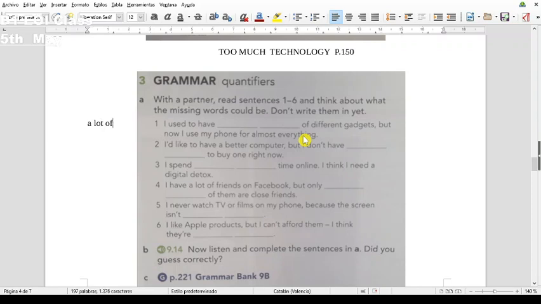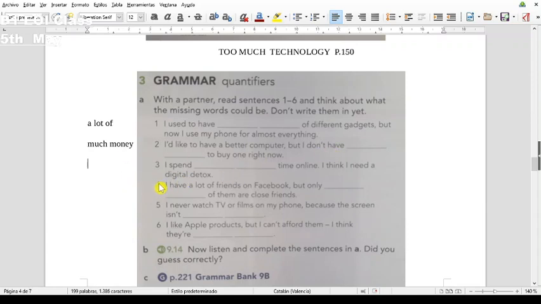A lot, ¿no? A lot of, different, muchos. Very good. Number 2. I'd like to have a better computer, but I don't have to buy one right now. ¿Qué es lo que no tienes para comprar? Negativa, incontable, much money. I don't have much money. Porque está en una negativa.